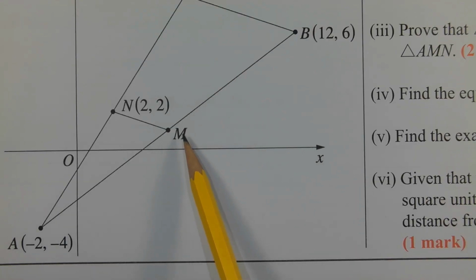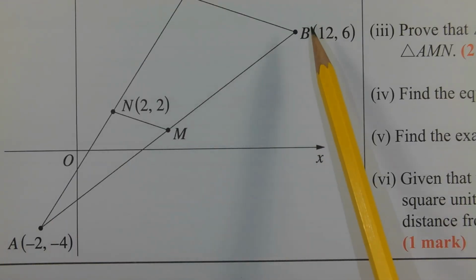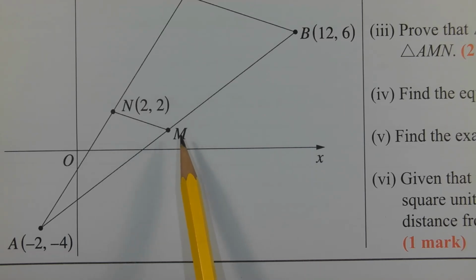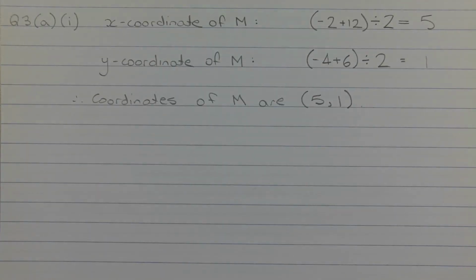Since the point M is halfway between point A and point B, to find the x-coordinate of point M, we average the x-coordinates of point A and point B, and to find the y-coordinate of point M, we average the y-coordinates of point A and point B in a similar way. So here's the working out to find the coordinates of point M.